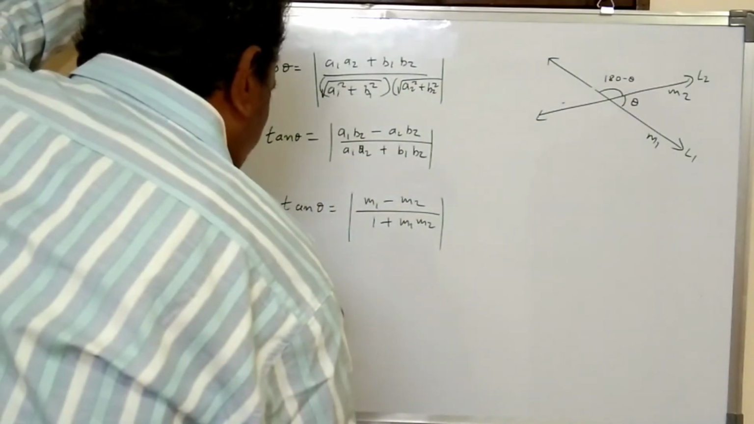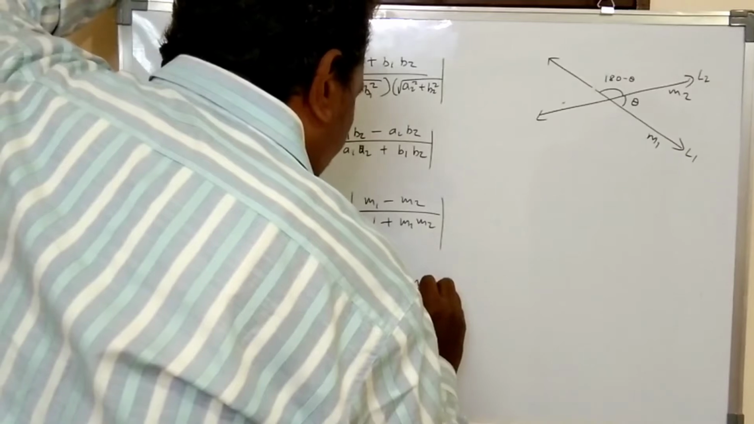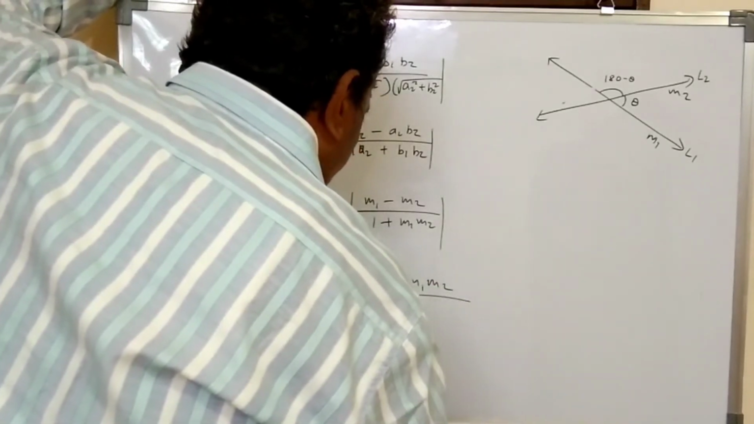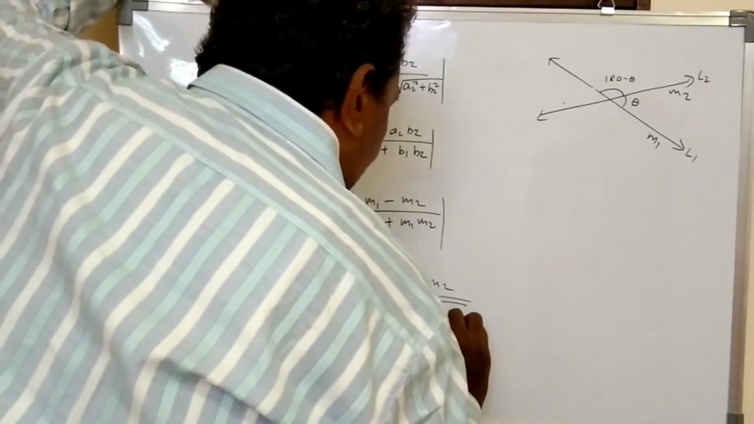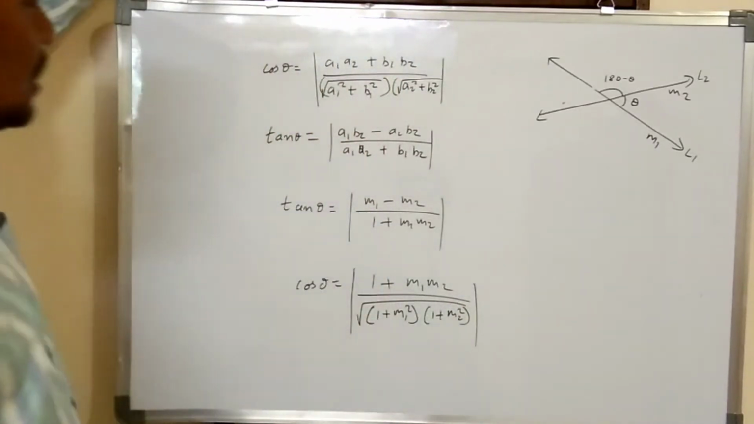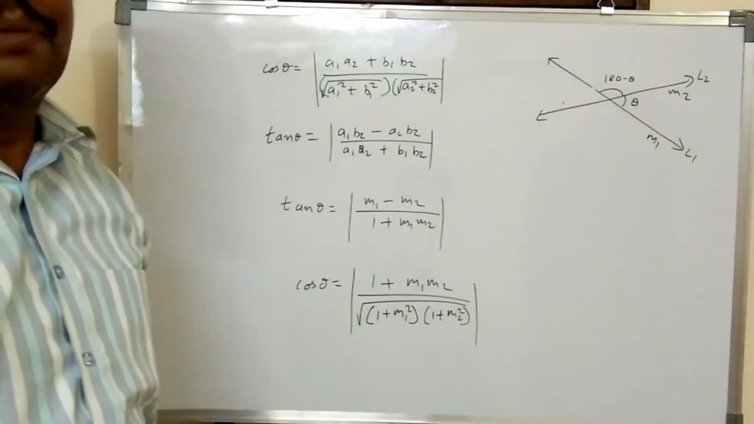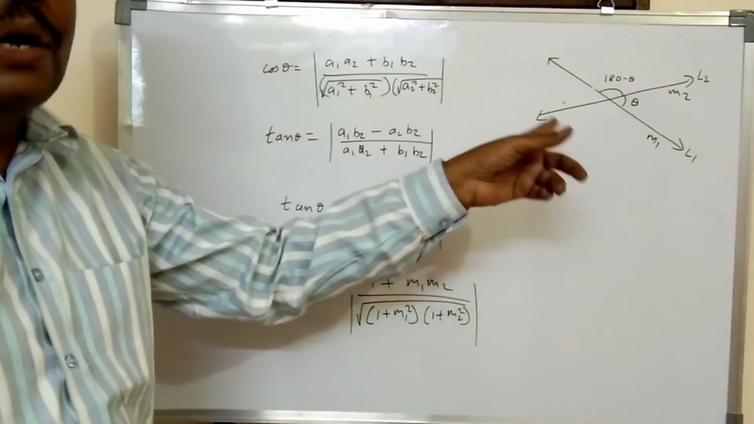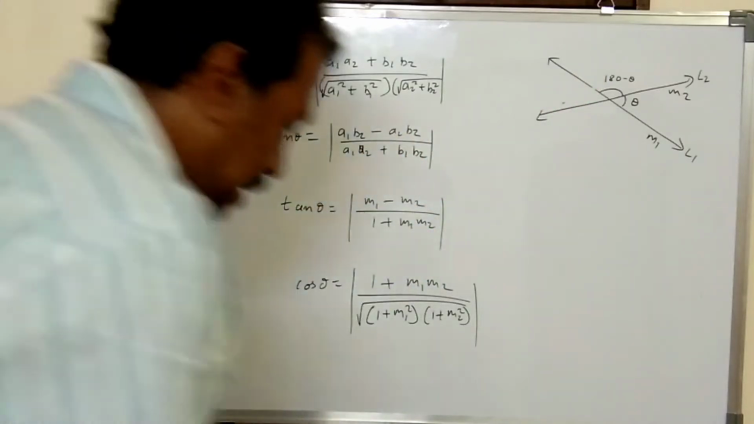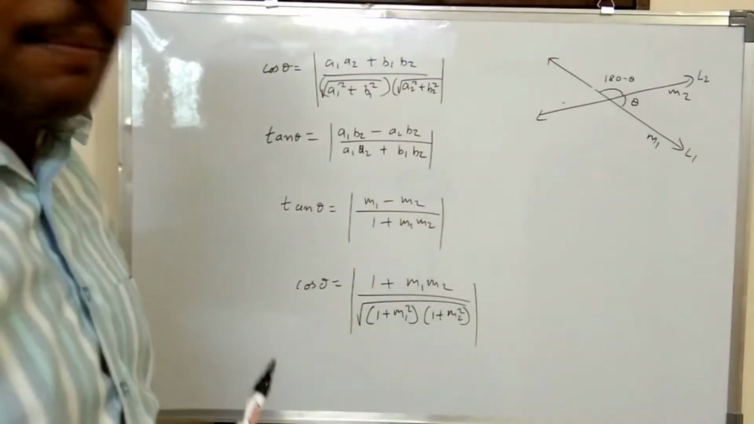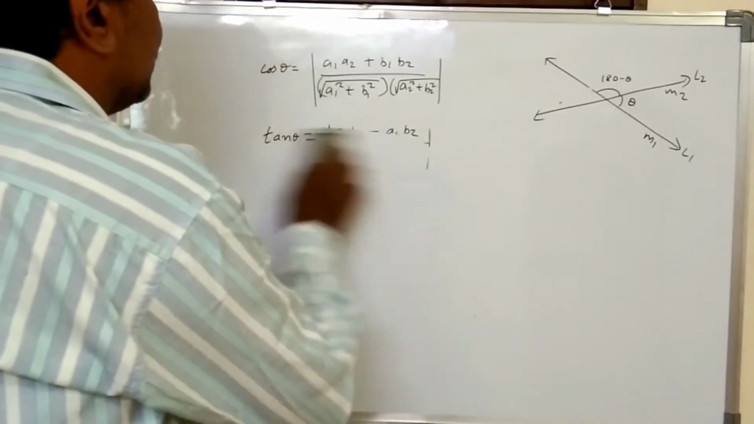With respect to cos theta, it is equal to modulus of 1 plus m1 m2 by square root of 1 plus m1 square into 1 plus m2 square. So these are the formulas for finding the acute angle between two intersecting lines, whose equation is given and whose equation is not given but slopes are given. Now we will take certain examples to see how to apply this formula and find the angle.